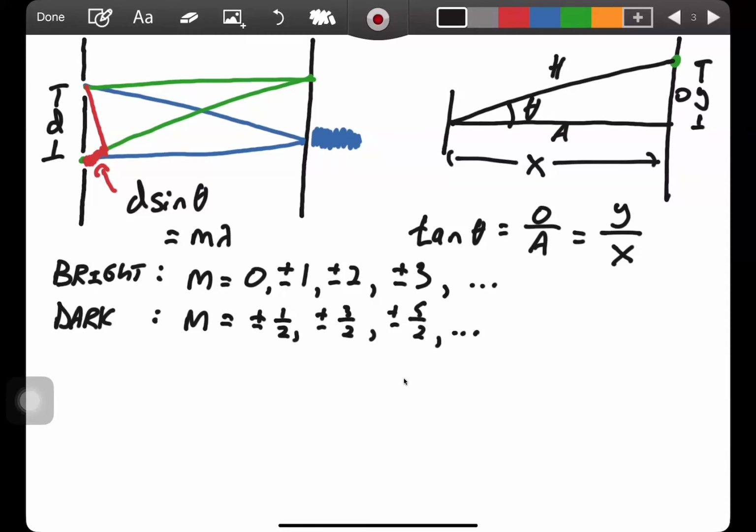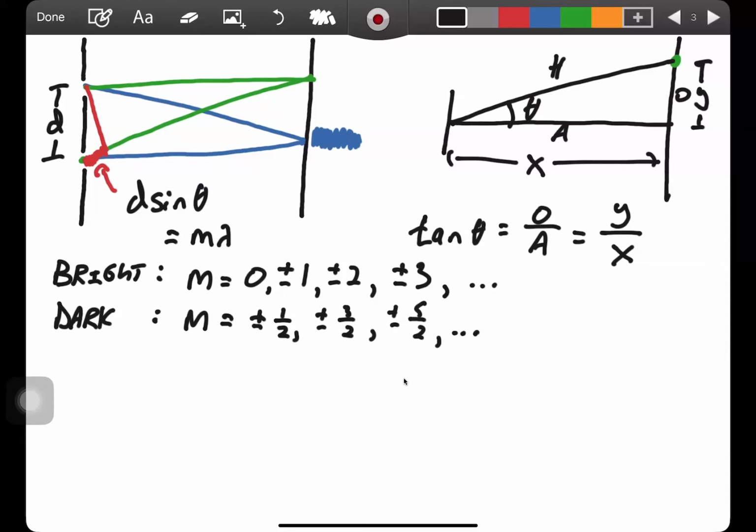And then you can go on the bottom side as well. When m equals minus 1/2, you would have a primary minima. And then you would have a primary maxima. That's when you're dealing with plus or minus 1. Then you'll have a secondary minima. That's plus or minus 3/2. A secondary maxima, plus or minus 2.